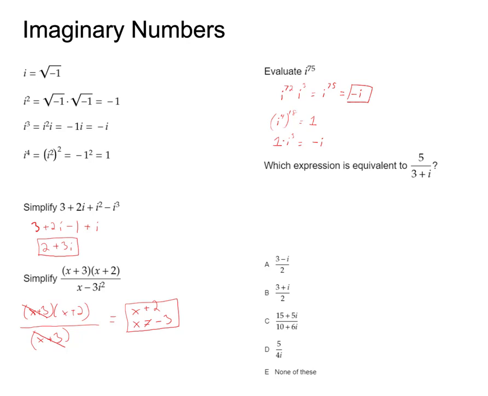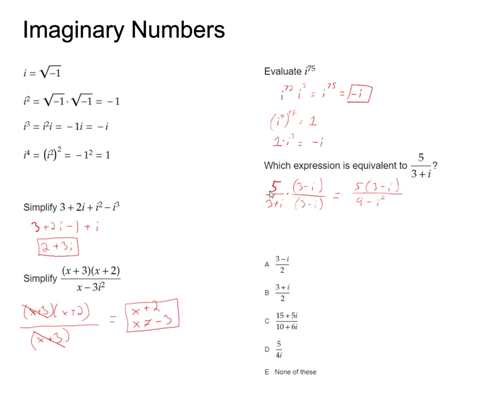Which expression is equivalent to 5 over 3 plus i? For whatever reason, mathematicians don't like when we have imaginary numbers in denominators. So what we want to do is get i out of the denominator. Here's how we're going to do that. We're going to take 5 over 3 plus i, and multiply that by 3 minus i over 3 minus i, because we know that's equivalent to 1. That leaves us with 5 times 3 minus i in the numerator, and in the denominator, 9 minus i squared.